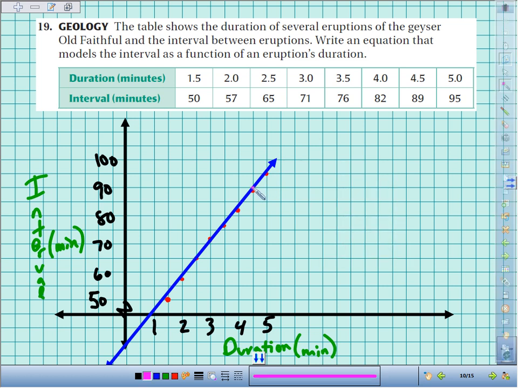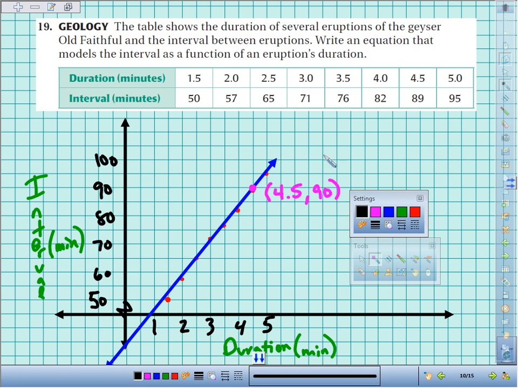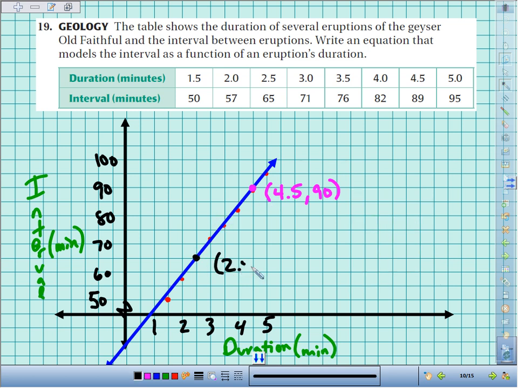So I'm going to use this point. I can see this nice intersection spot. That's what, 4.5, 90. That color doesn't show up very well. Let's use black instead. And then I'm going to use this nice intersection spot. That's 2.5, 65. So if you want your equation, find your slope, y minus y, over x minus x.